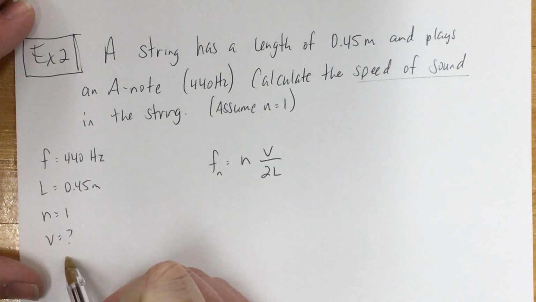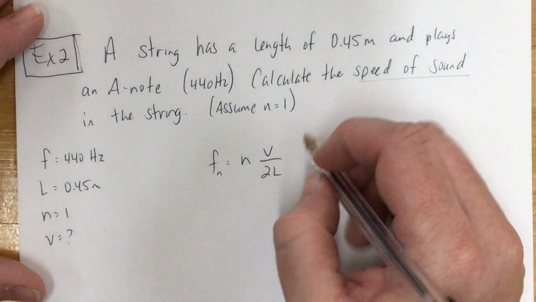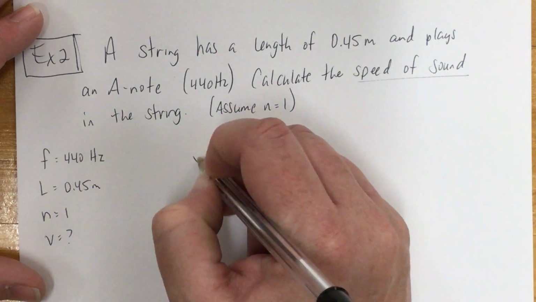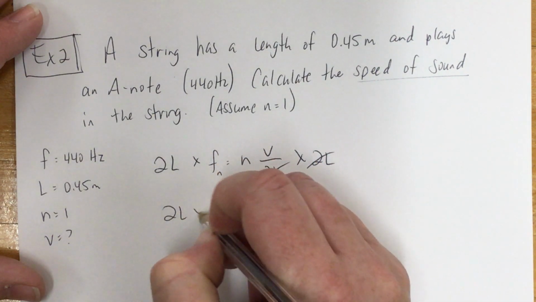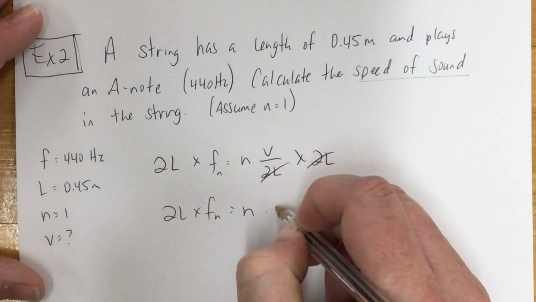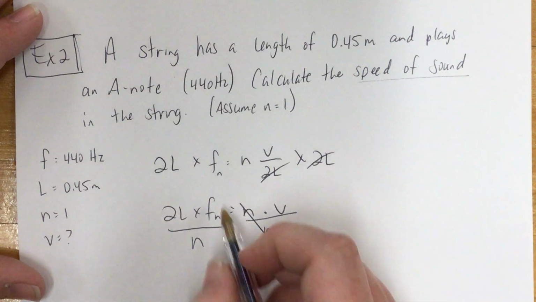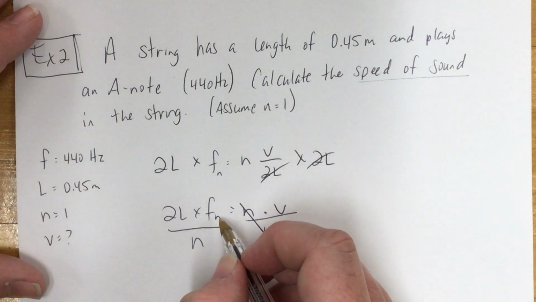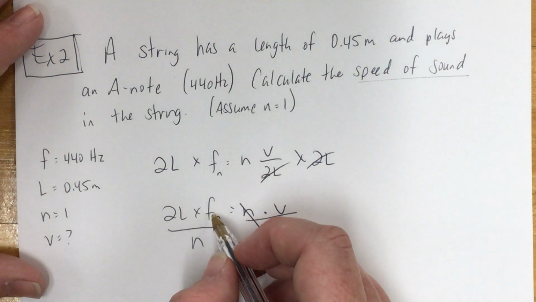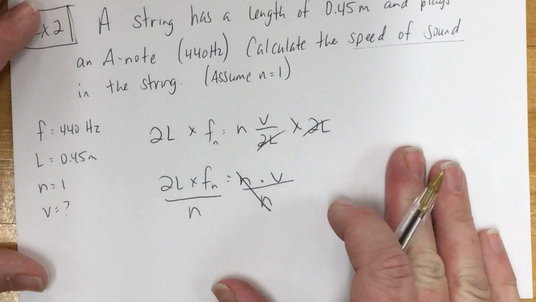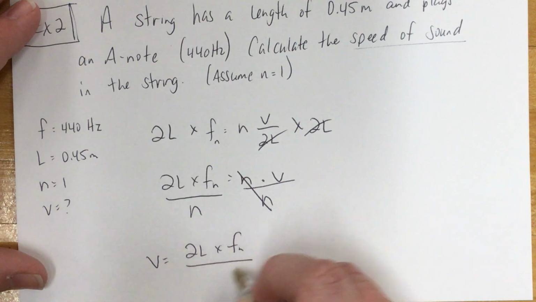So we have these variables here, and we're going to solve for v. Well, v is up here on this side. So I need to multiply both sides by 2L to get rid of the 2L there. So I have 2L times f of n equals n times v. And I'm going to divide by n. It cancels out here. It does not cancel out here. This n is just a subscript. And so we'll just leave that there. It doesn't do anything to the number. It just indicates what n value you'd be using. So because of this, we have v equals 2L times f of n over n.